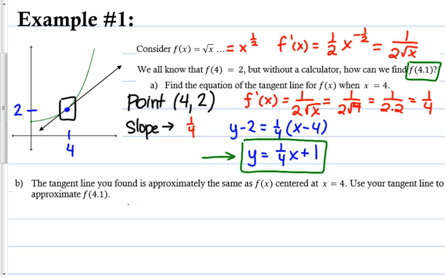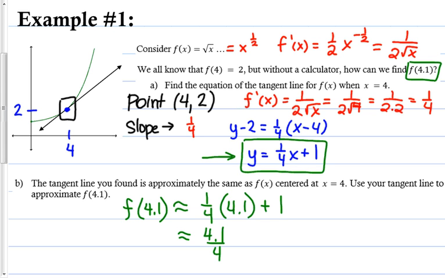Okay, so you don't have to write y if you don't want. You can write f of 4.1 is going to be, or actually, will be approximately 1/4 times x, which is 4.1, plus 1. So I have 4.1 over 4 plus 1.